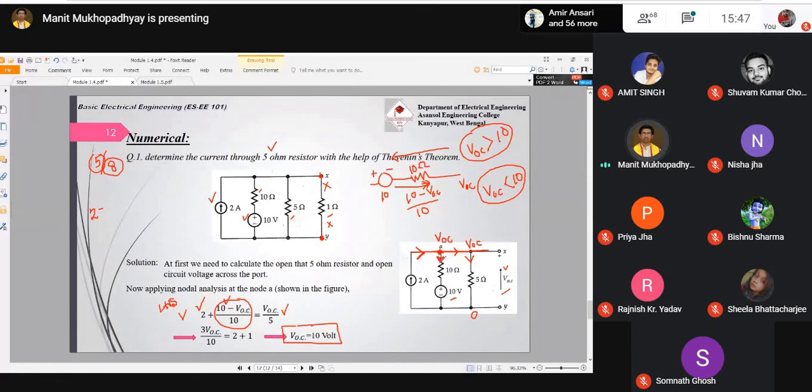Okay, so 2 is our incoming current, right? And when VOC is greater than 10, that means your current will go in the downward direction, correct? That means this will be outgoing current, not incoming. So it will be written in the right hand side. So we will write here VOC minus 10 by 10. Okay, just a minute.